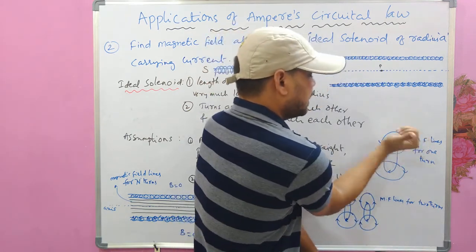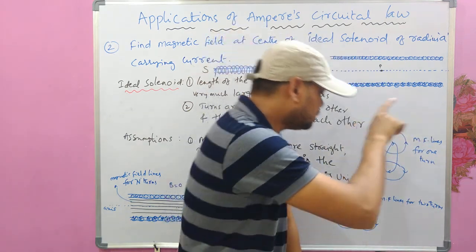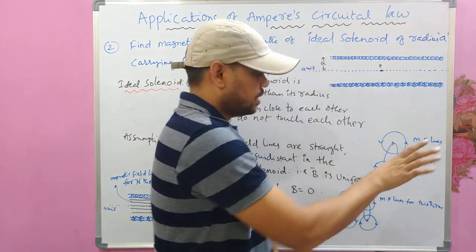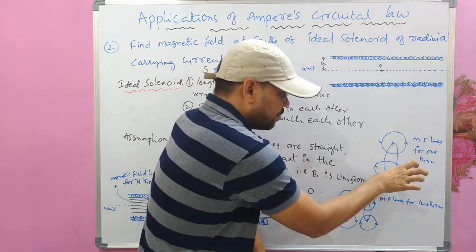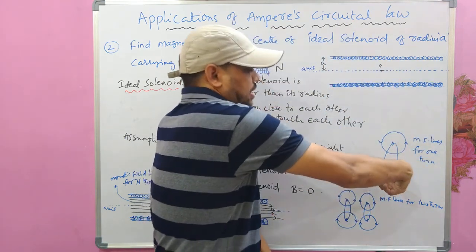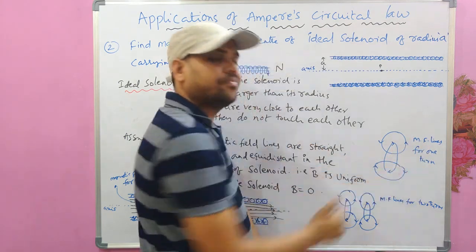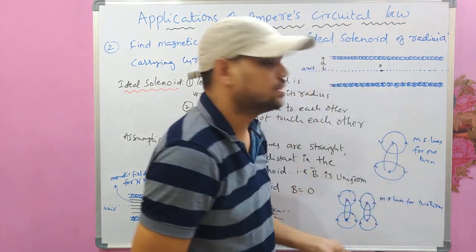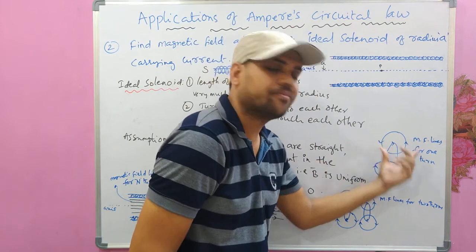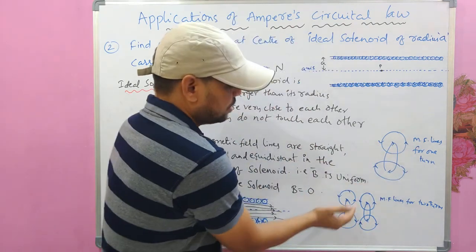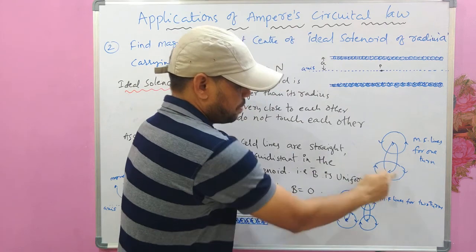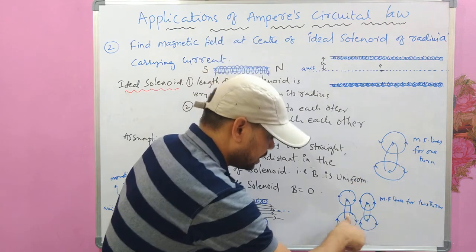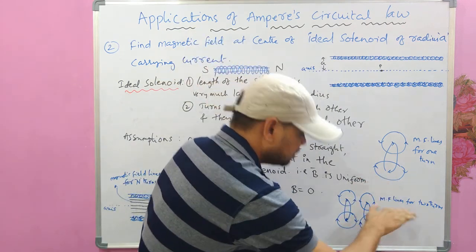Because current is outside on the top. Now current is going inside at the bottom like this. Here, keep your thumb like this. This is the magnetic field direction. The magnetic flux lines are in this way for one turn. If you take two turns, for each turn they look the same. Here it is like this, here it is like this, and here it is again like this.